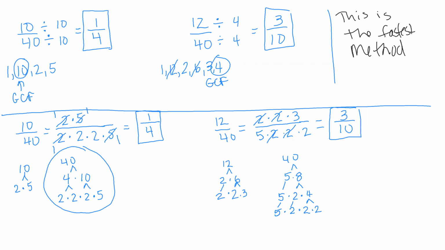For the examples on the screen right now, the GCF was easy. You could kind of go through your head really quickly and determine what the GCF is. Other fractions, it's not quite so clear. So let's look at some more examples. Let's say that we have 18 over 30. Now, if you see what the GCF is, go for it. Just divide the GCF out of the numerator and denominator and be done with it.